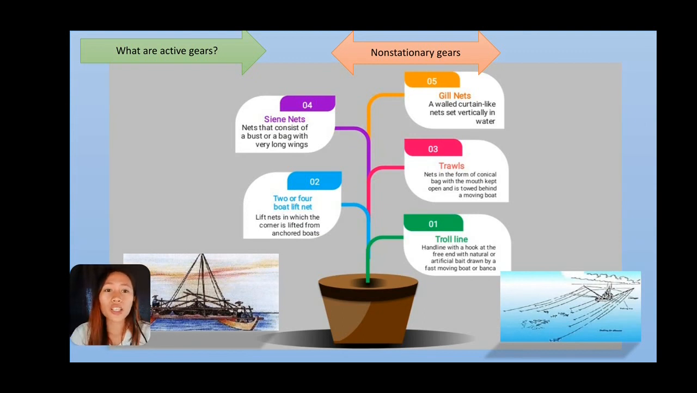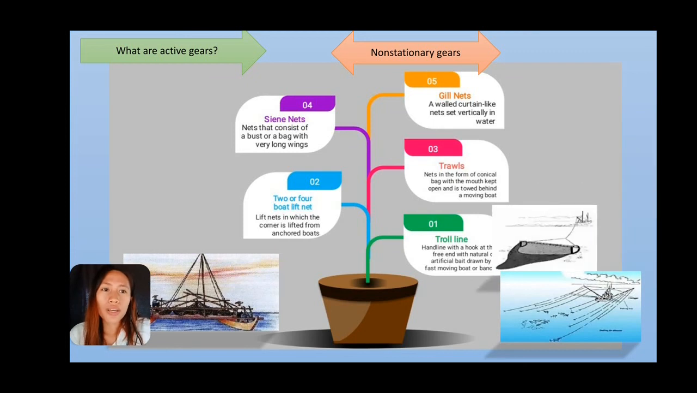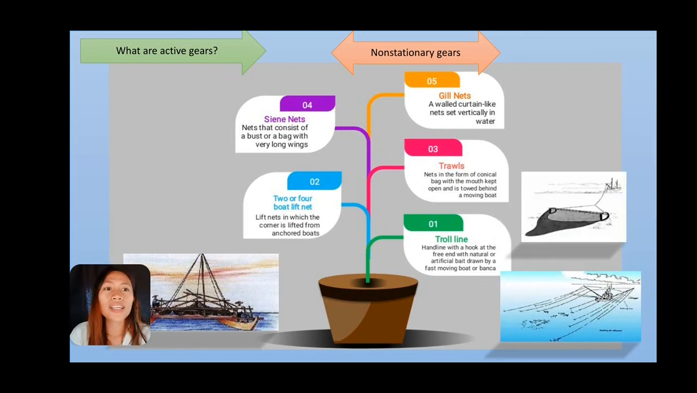So the second one is the 2 or 4 boat lift net. So kani duha or upat, so dinaghan na gid ni nga mga isda nga makuha. So the third one is the trawl nets that are formed of conical bag with the mouth kept open and is towed behind a moving boat. So naghapoy boat nga magamit nga dili madag usa ka tawo. So need siya og boat, need siya og daghan nga tawo.